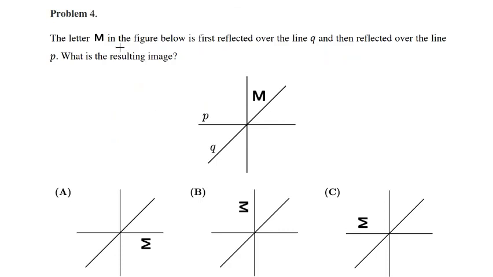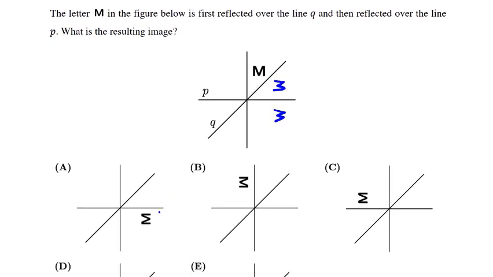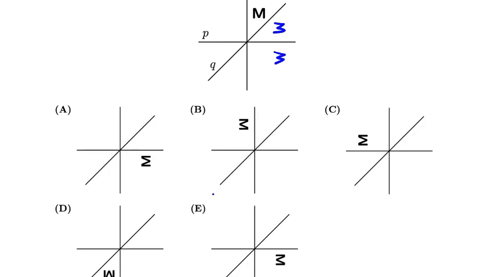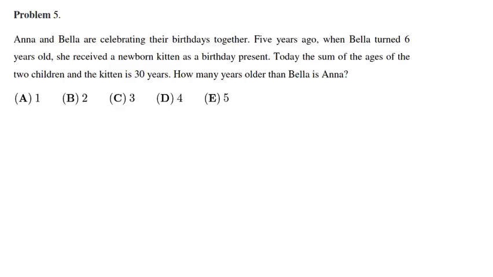Problem number 4. The letter M in the figure below is first reflected. So let's show it. First reflected over the line Q, so it will be something like this. Look, this axis, the y-axis, will be changed to the x-axis. Vertical to horizontal like this. And then reflected over the line P, so it will be something like this. What's the resulting image? It is exactly this. So the answer is E.